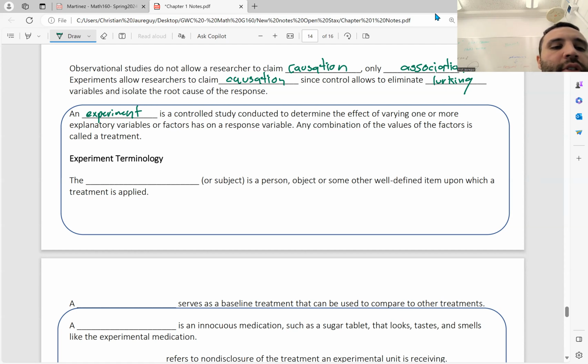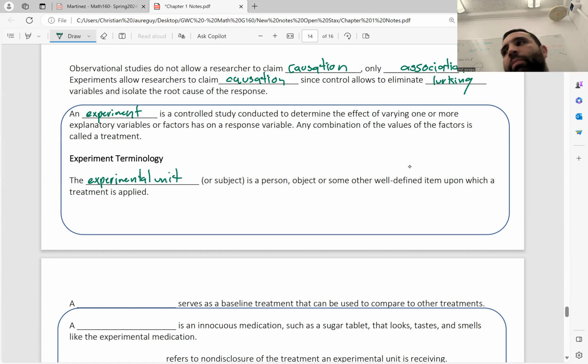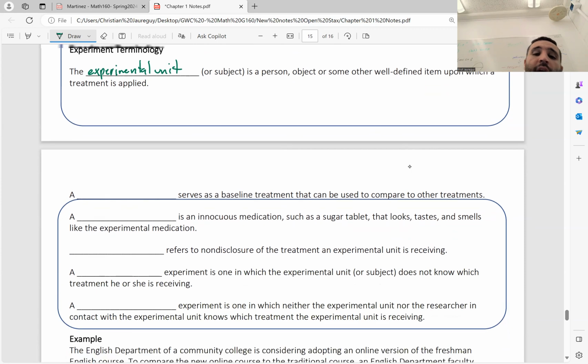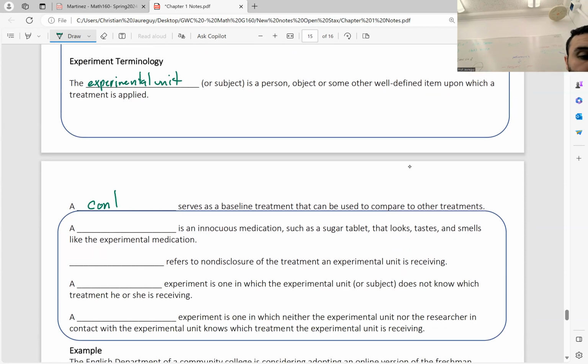So just some terminology, getting used to some of the experiments and studies we'll read. The experimental unit, we usually call them a subject if they're people, is a person, object, or some other well-defined item upon which a treatment is applied. A control serves as a baseline treatment that can be used to compare to other treatments. So it would be what would happen normally.